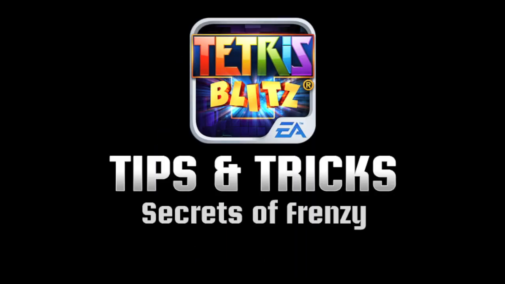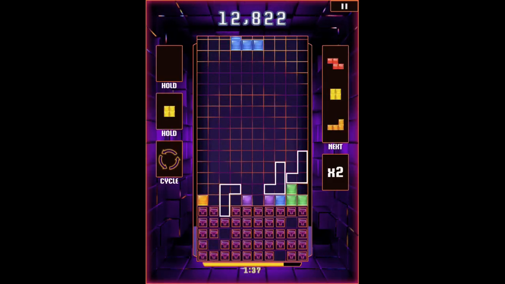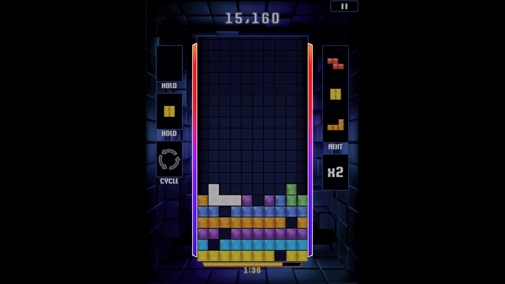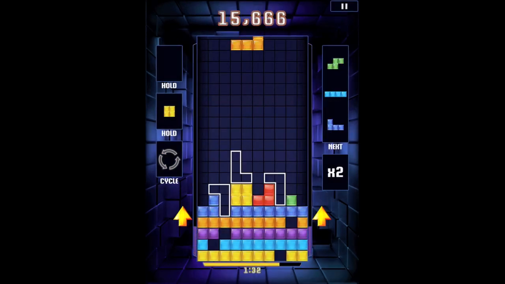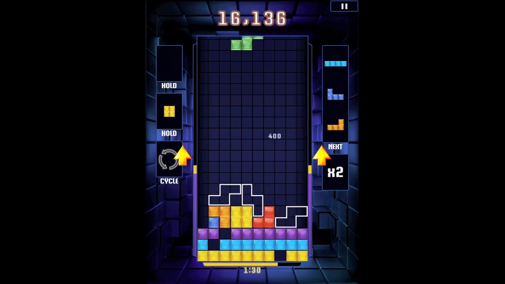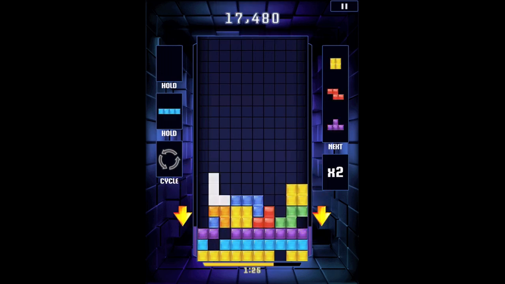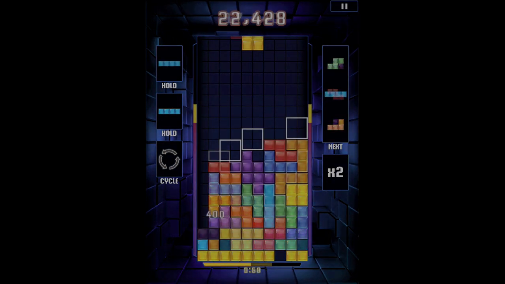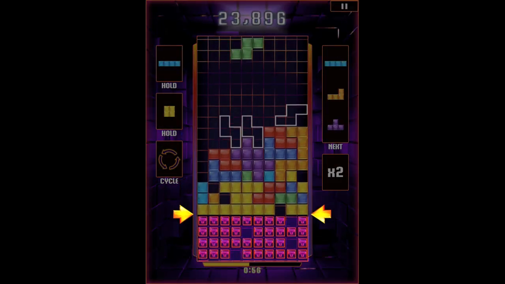Tips and Tricks, Secrets of Frenzy. Frenzy is a special mode in Tetris Blitz that is activated when you fill the Frenzy meter. The meter rises when you clear lanes quickly and lowers when you place Tetrominos without clearing lines. When the meter is full, it activates Frenzy and new blocks are pushed into the matrix.